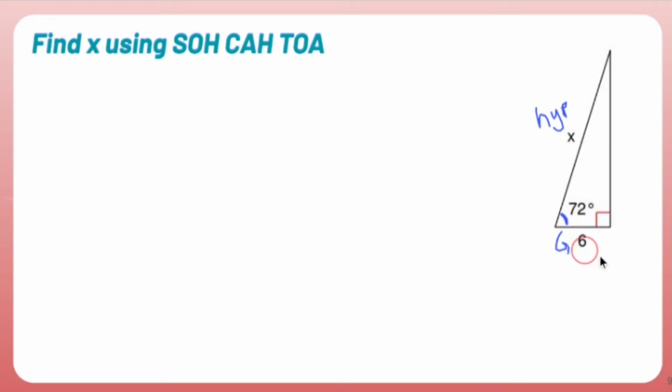6 is directly next to my angle, which is my adjacent side. Now, before you're like, well, isn't x also adjacent? It is, but that's my hypotenuse. So I need to choose the one of these that uses the adjacent side and the hypotenuse.